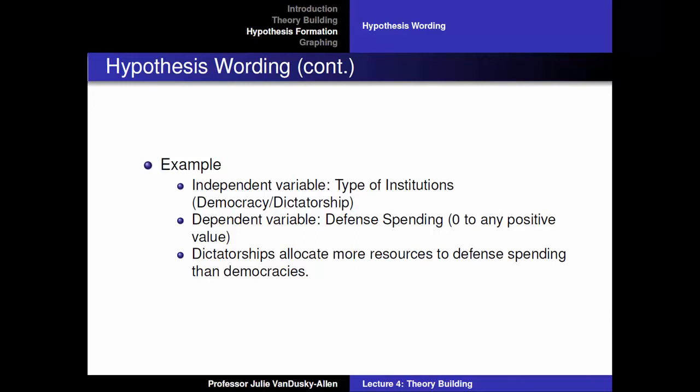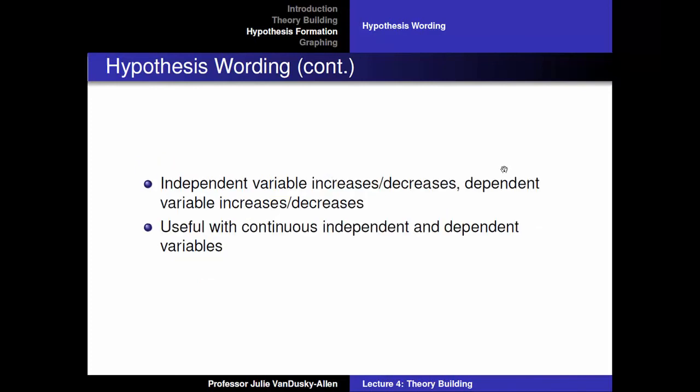Note that in this example, our hypothesis includes information on how variations in the independent variable, dictatorship/democracy, lead to variations in the dependent variable, more spending versus less spending for democracies. You can also use the independent variable increases/decreases, dependent variable increases/decreases template. This template is generally useful when you have continuous independent and dependent variables.